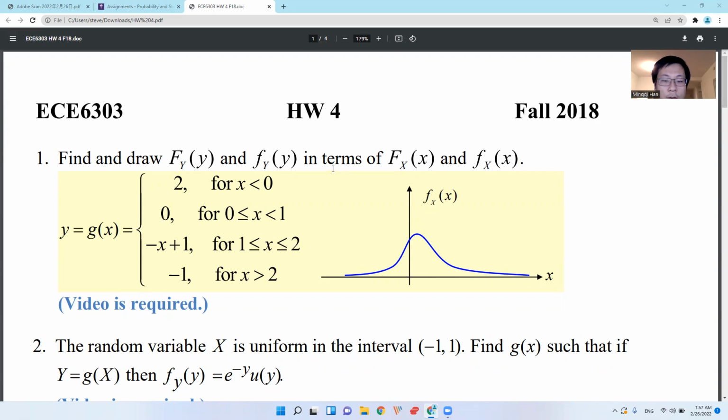In this question, we need to find the probability distribution function of y and the probability density function of y, in terms of F, the probability distribution function of x, and the probability density function of x. We are not explicitly given a probability density function of fx. Instead, we have this curve here, but we do not have any values for it. So for now, we have to set it aside. But we do have y equal to g(x) in their respective ranges, so we can start from here.